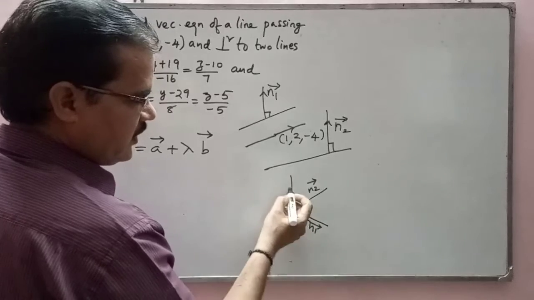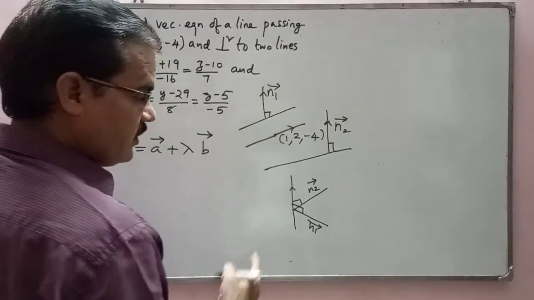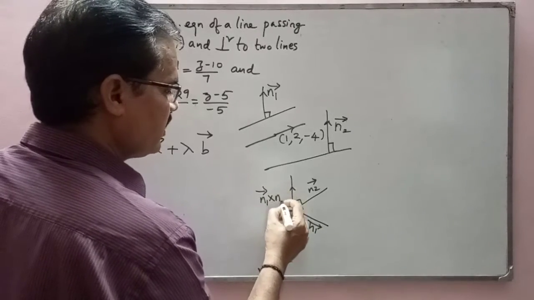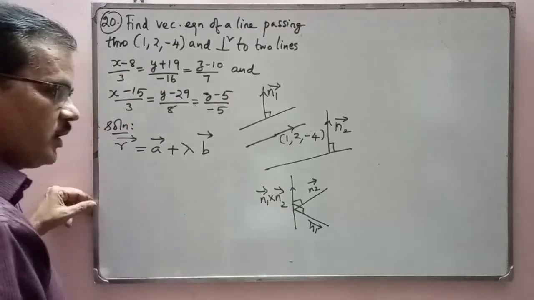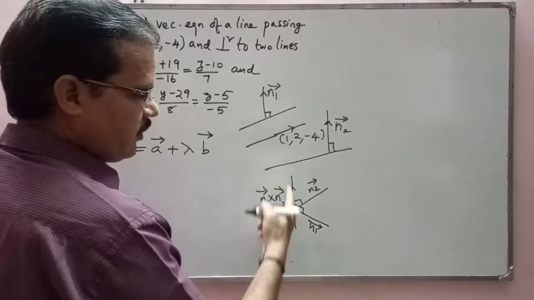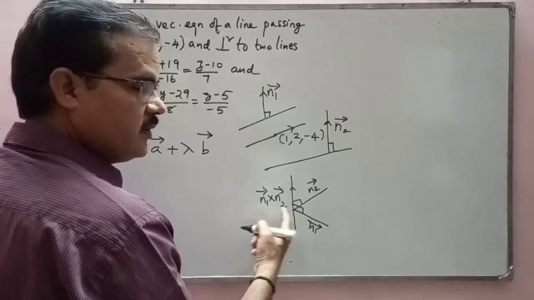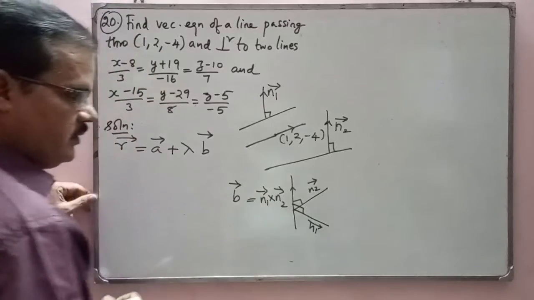We need to find the direction of this line. On seeing the diagram, what can you understand? The direction is nothing but the cross product of n1 cross n2. Why? Because the vector product definition says when two vectors are there, if you want to find a vector which is perpendicular to both the vectors, it is nothing but the cross product. So this gives our b vector.